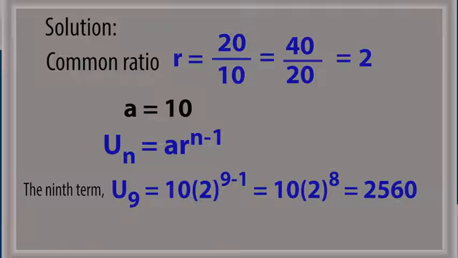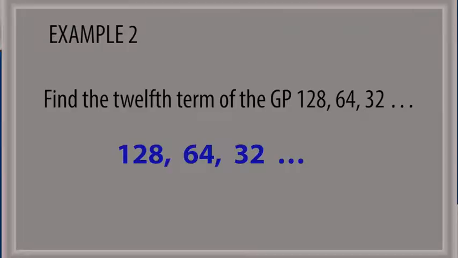The key thing is to get the first term and the common ratio. And then you use the formula Un is equal to ar to the power n minus 1. Let's take a look at this example. Find the 12th term of the GP: 128, 64, 32, and so on. Let's take a look at the solution.